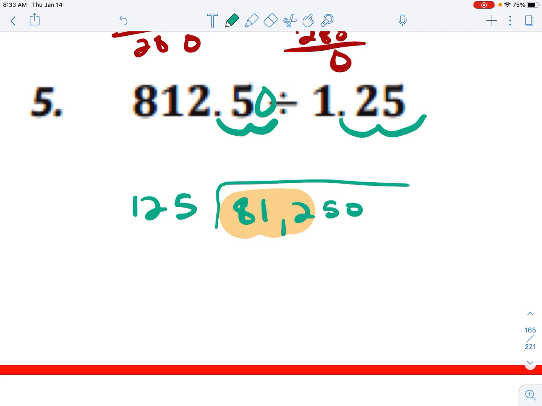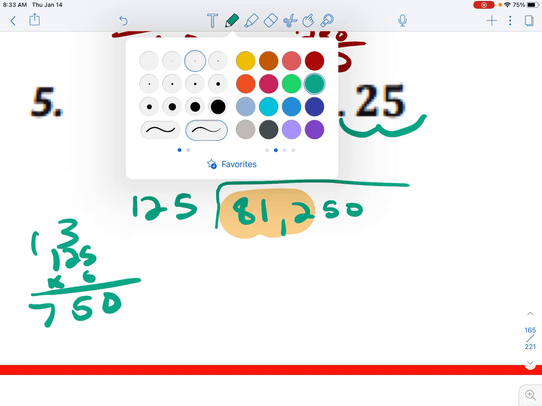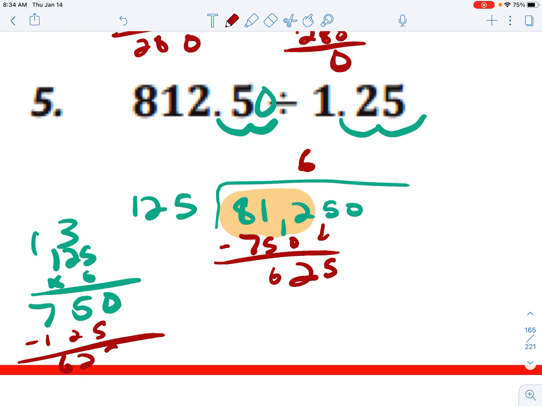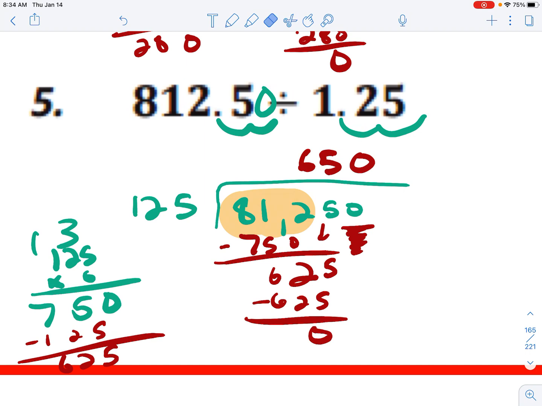Okay, and 125 is going to go into 812. Let's try 6 times. This is 30, 12, 15, 6, and 7. So it is 750. We subtract this and we get 62. Then we bring down the 5. Okay, looking at this, 625, it's less than 750. We're dividing by 125. If I take 125 away from 750, that is 625. So I know it's one less time. It's a 5. It goes into it evenly. And all we have left is a 0 here, so I'm going to add it to my answer. And my answer comes out to 650.